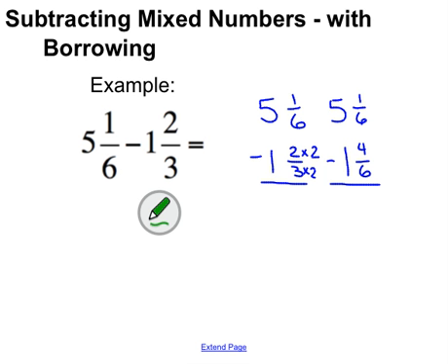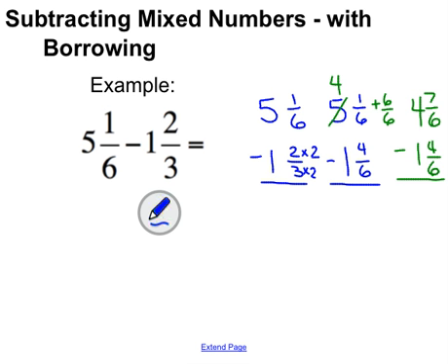You're going to take one of these 5 away. So that's going to leave me 4. And I'm going to break it into 6. That will give me an extra 6/6 because 6/6 is one whole. So now my new problem becomes 4 7/6 minus 1 4/6.